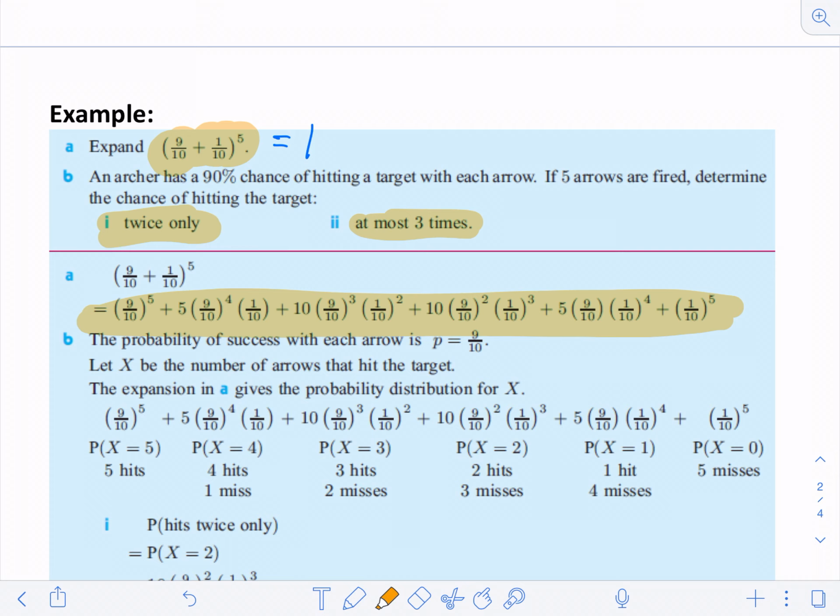What's my expected success of hitting it exactly twice? What's the probability going to be? Well, let's see. I've got a 90% chance of hitting it. That's my 9/10ths of success and 1/10th chance of failure. And then that 5 is going to be the 5 arrows that I'm shooting.